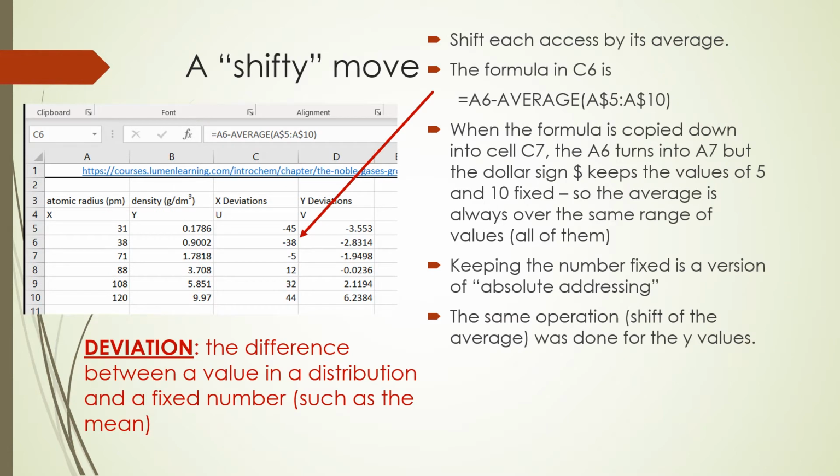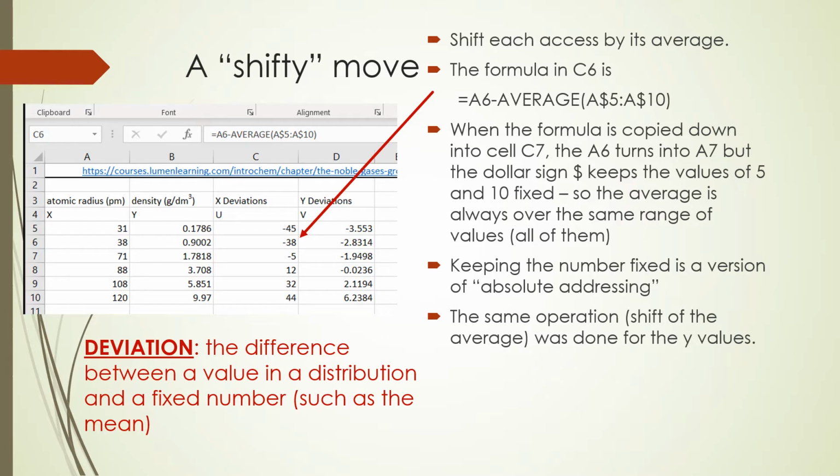We're going to perform a shift on the data. We are going to subtract from all of our x values the average x value, and for all of our y values, the average y value. When we are subtracting the average, this is known as taking the deviation. So we enter a formula, say in cell C6: equals A6 minus average, open parenthesis, A$5 colon A$10, close parenthesis. That formula will take the value at A6, one of the x values, and subtract the average of all the x values, which is A5 colon A10.